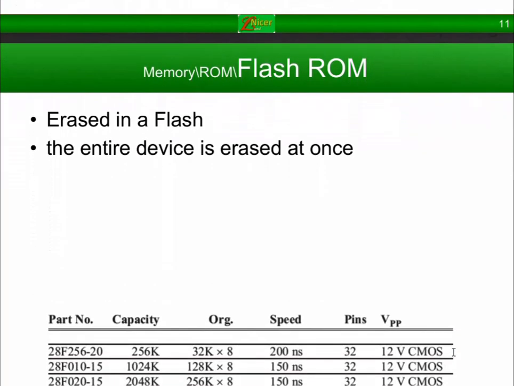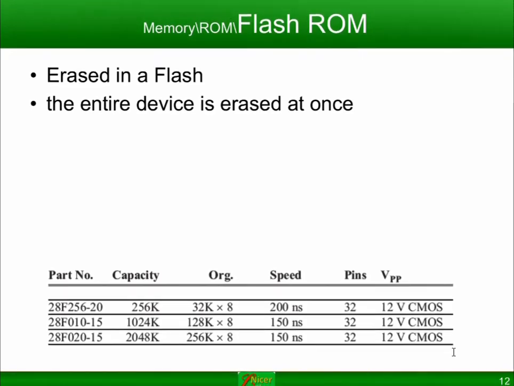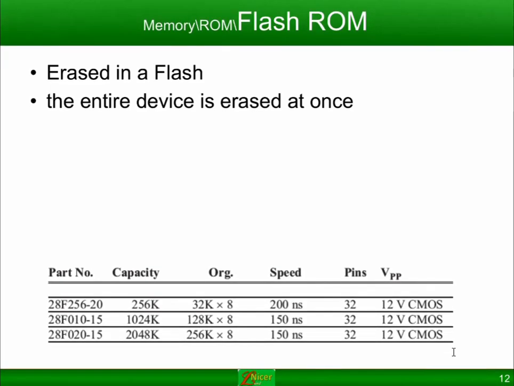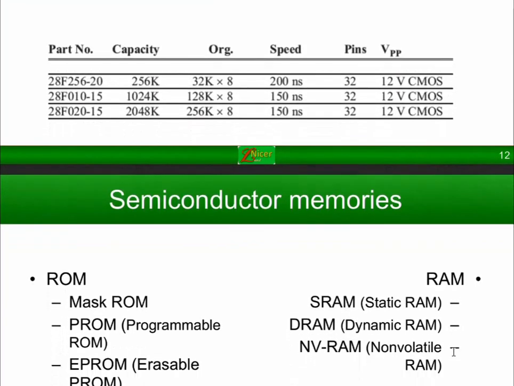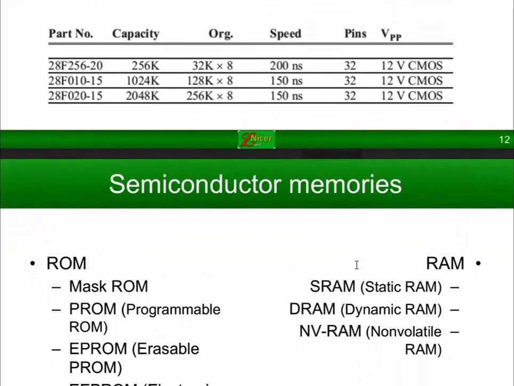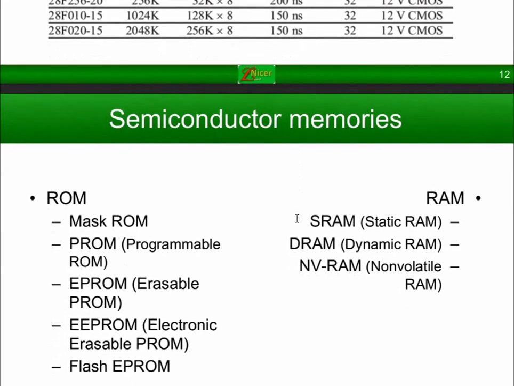That was the next generation version of the previous ROM. Flash ROM is erased in a flash; the entire device is erased at once. In this table, you can see the speed, the pins, the VPP, the voltages, the capacity, and the manufacturer's part number.